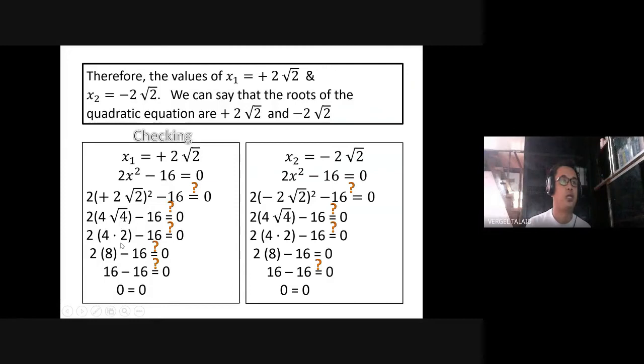What is the square root of 4? That is 2, times 4 is equal to 8. Times 2 is equal to 16. Minus 16 is equal to 0. So therefore, 2 square root of 2 is a root of the given equation.